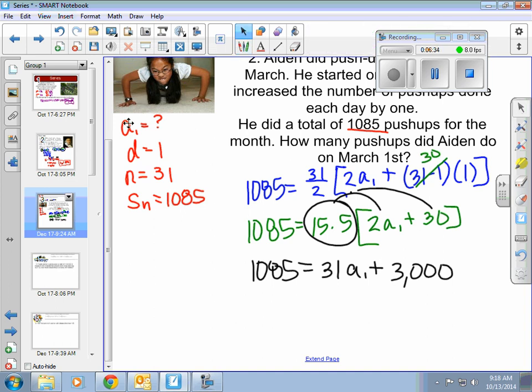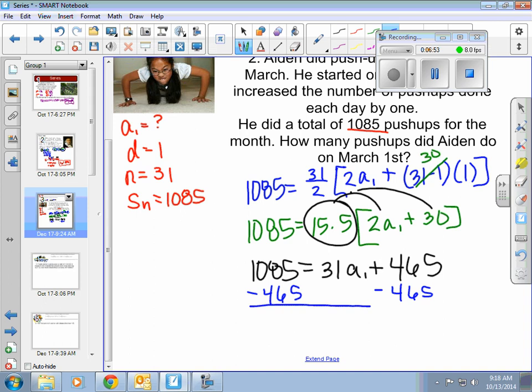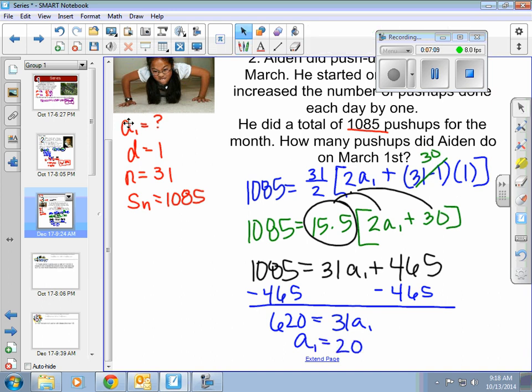Sorry, 15.5 times 30 does not give me 3,000. That gives me 465. Then I need to solve. In order to solve this, I would subtract 465, and what I would get is 620 is equal to 31 a sub 1. And then I would go ahead and divide by 31. So a sub 1 will equal 20.